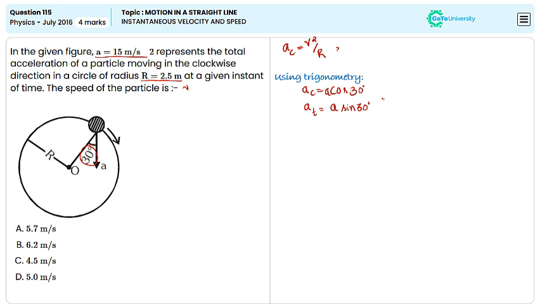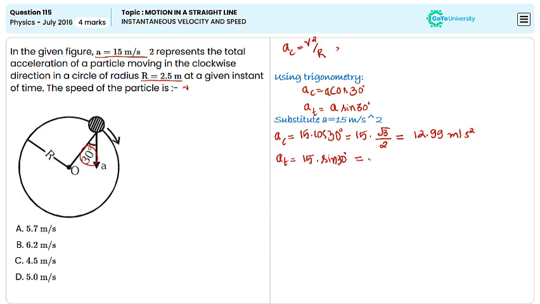Substituting A equals 15 meter per second square, we get AC equals 15 cos 30, that is equal to 15 into root 3 by 2, that is 12.99 meter per second square, and AT equals 15 into sin 30, that is equal to 15 into 1 by 2, that is nothing but 7.5 meter per second square.